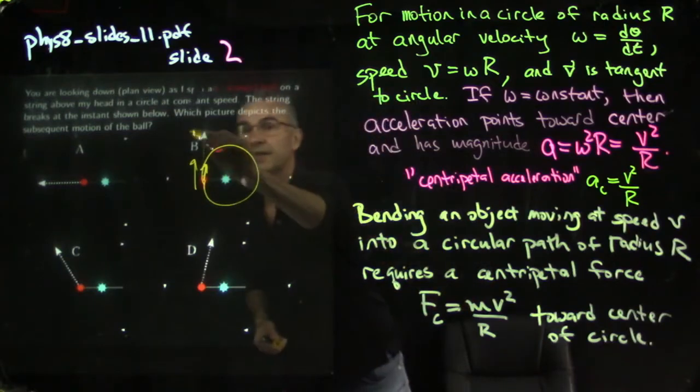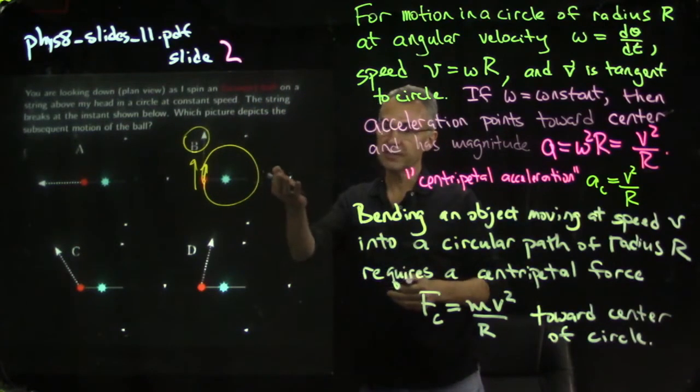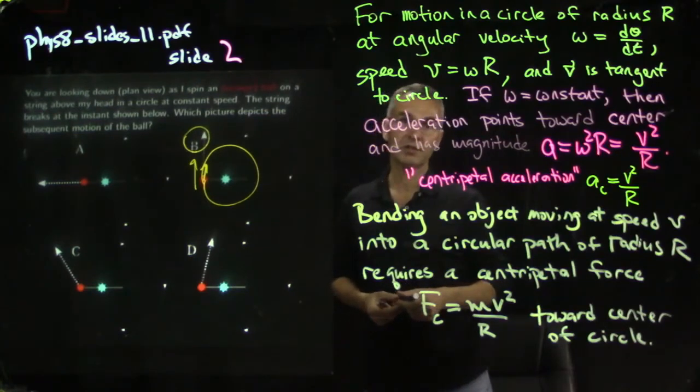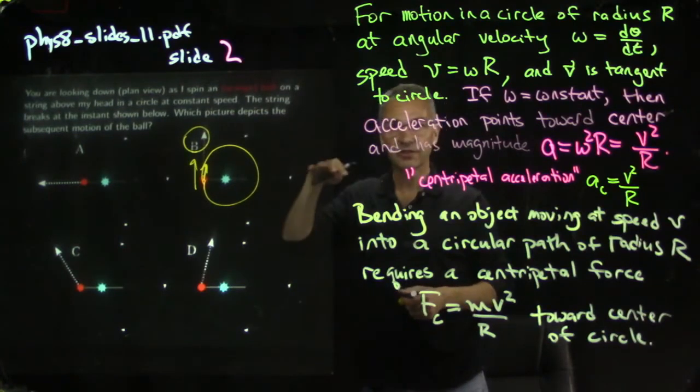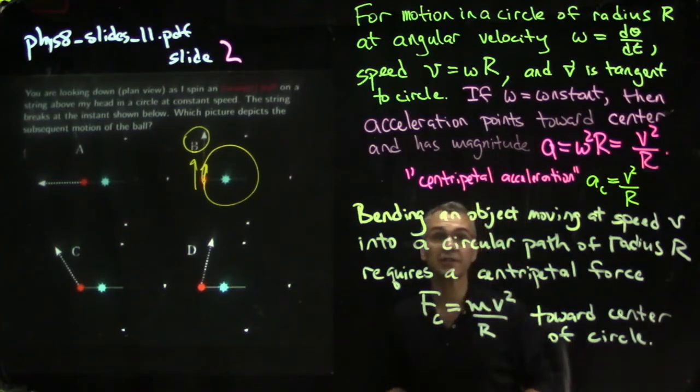So I think I like B, bravo, because the velocity vector immediately after the string breaks should be the same as the velocity vector the instant that the string breaks. And it should continue with that velocity unless there's some other force that we don't know about.